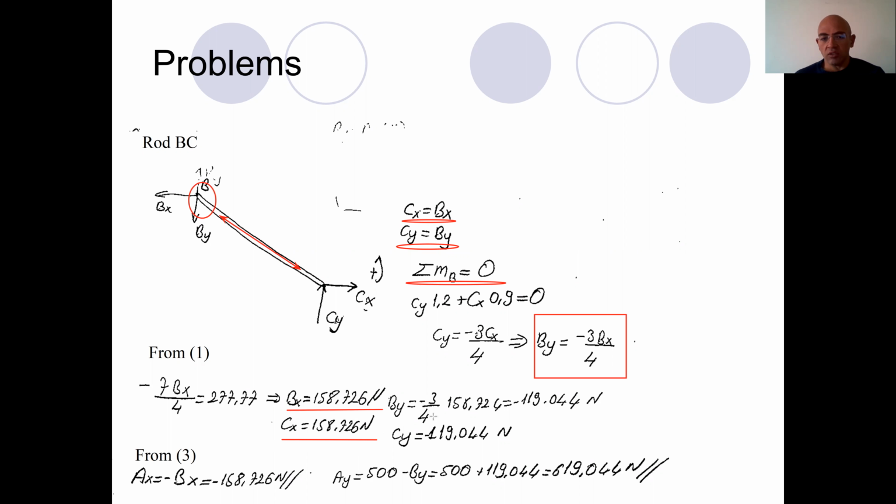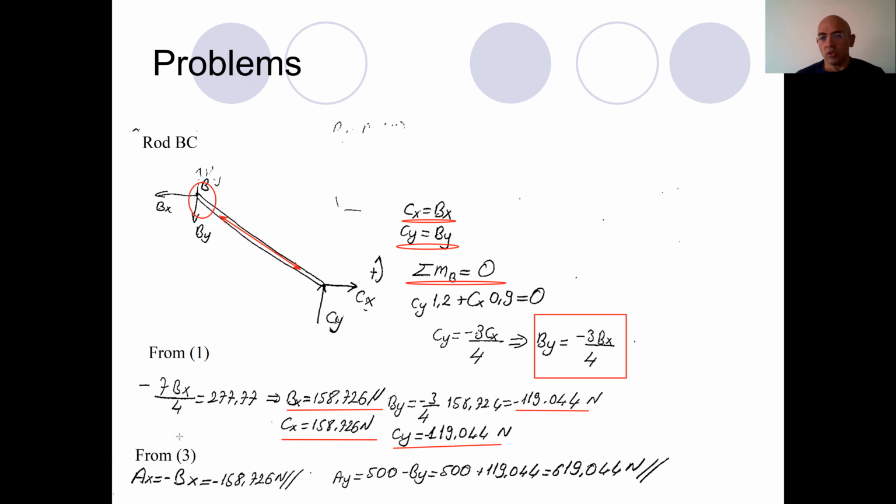From here, I can calculate the By. By is equal to minus 3 over 4 multiplied by 158.726. So this gives us minus 119.044 newtons. Of course, that is equal to Cy. Now I find the reaction forces at C.